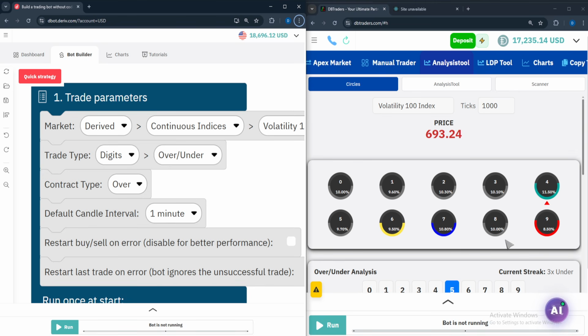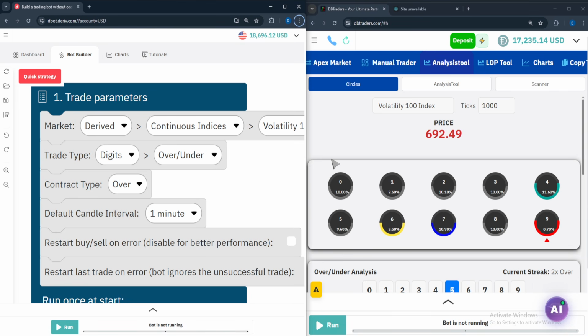So those are the first two conditions. The third condition, we have to ensure this is an absolute under market. Now, what do I mean? What I mean is that the green circle should be at 0 and the red circle at 9. Basically, the green circle should be on digit 0 and the red circle on digit 9.